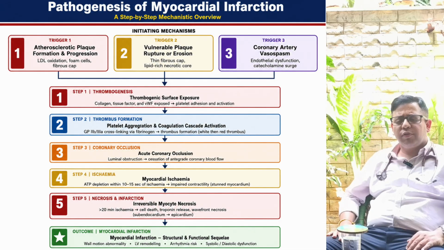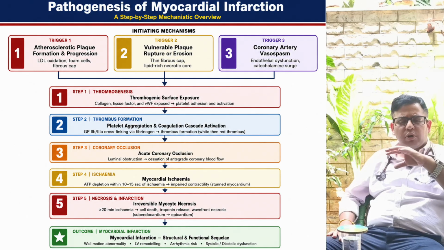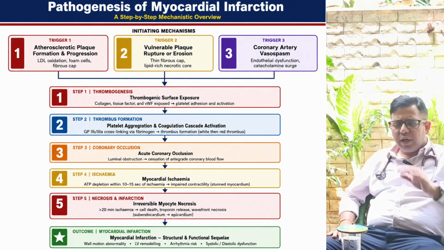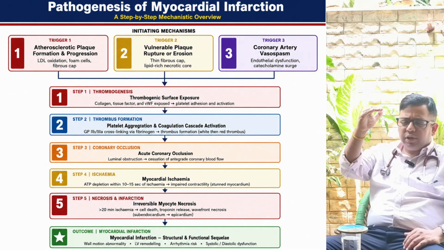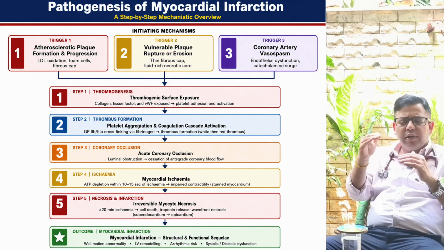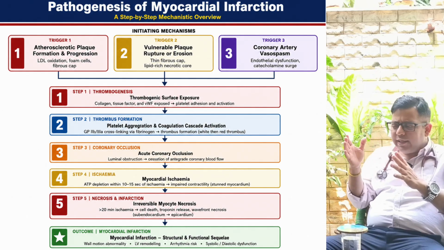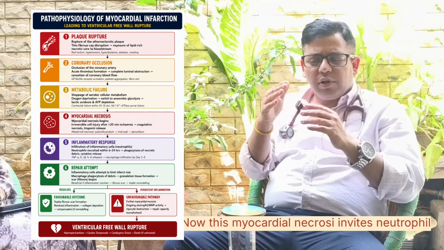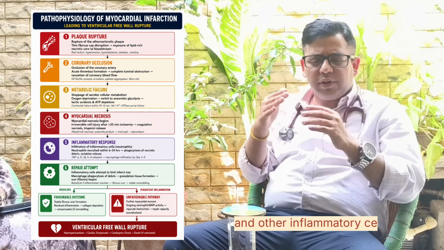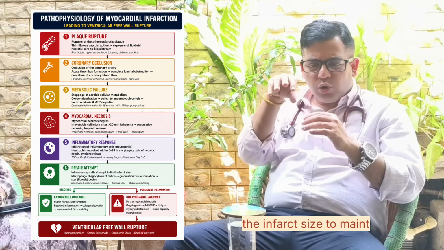Now coming to the pathogenesis of MI. What happens once the coronary artery gets blocked? The blood supply to the myocardium will be totally cut off. This leads to cessation of aerobic metabolism, depletion of ATP, increased lactate levels, and this further leads to myocardial necrosis. Gradually this myocardial necrosis can lead to free wall rupture, as in this case. Now this myocardial necrosis invites neutrophils and other inflammatory cells to come and limit the infarct size to maintain ventricular function.